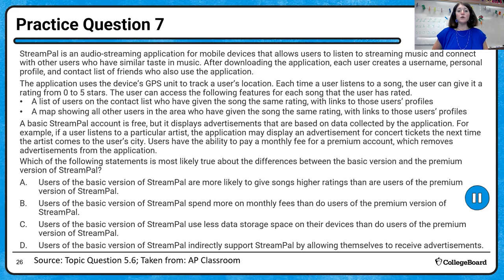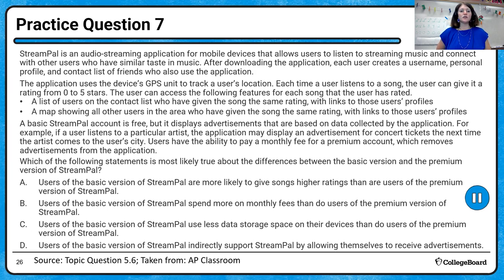The user can access the following features for each song that the user has rated: a list of users on the contact list who have given the song the same rating, with links to those users' profiles; a map showing all other users in the area who have given the song the same rating, with links to those users' profiles.